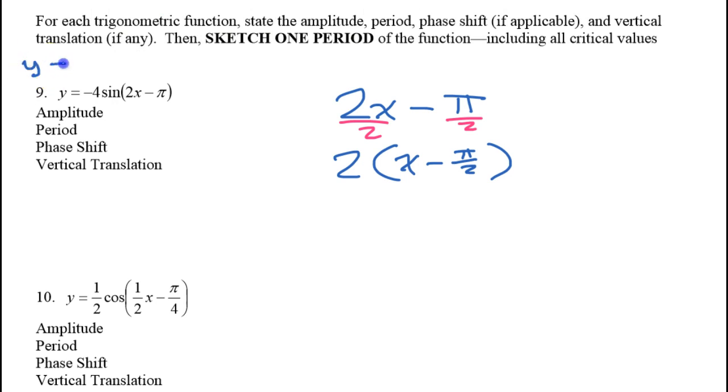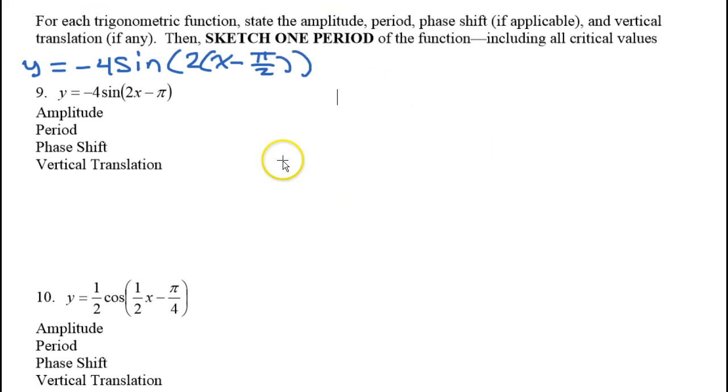All right, this is standard form. So we have y equals -4 sine of 2 times the quantity x minus pi over 2. Now, the amplitude is determined by this number right here. The amplitude is always positive, so the amplitude is going to be 4.